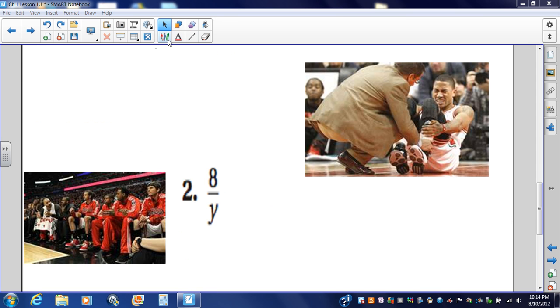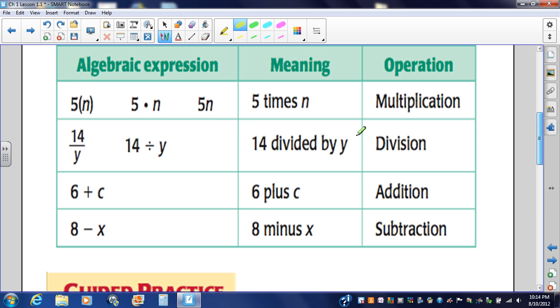Please write the second expression on your paper, 8 fraction bar y. Remember, this is an expression because we have a number, we have a letter, and in this case, our operation is going to be division. We said earlier on the EOC, they're going to try to trick you. The fraction bar means division.